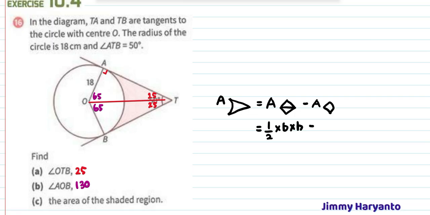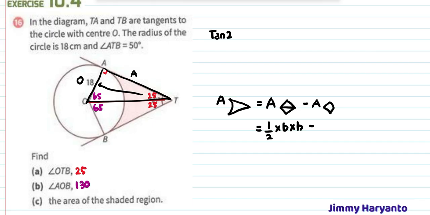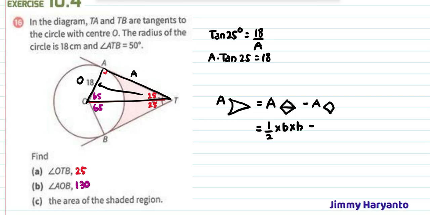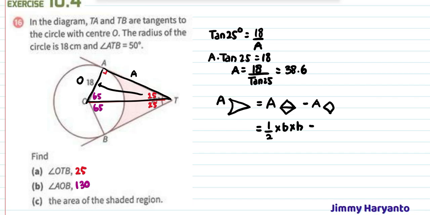Yeah, so we'll use this triangle to find AT. This is the opposite. This is the adjacent side. That means we can use tangent. Tangent 25 equals opposite over adjacent. The opposite equals 18. We don't know the adjacent yet, so adjacent times tangent 25 equals 18. Algebra, guys. This one is 18 over tangent 25, and you'll get the AT. Wait, let me calculate. 18 divided by tangent 25. It's 38.6. So this one is 38.6.